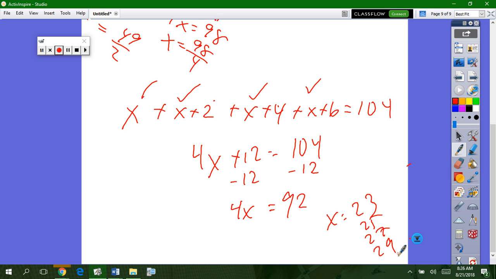Well, it depends on what they're asking. If they're asking just to find the equation, just write it down. If they're asking you to solve or to find the specific number for the solution, answer your question.